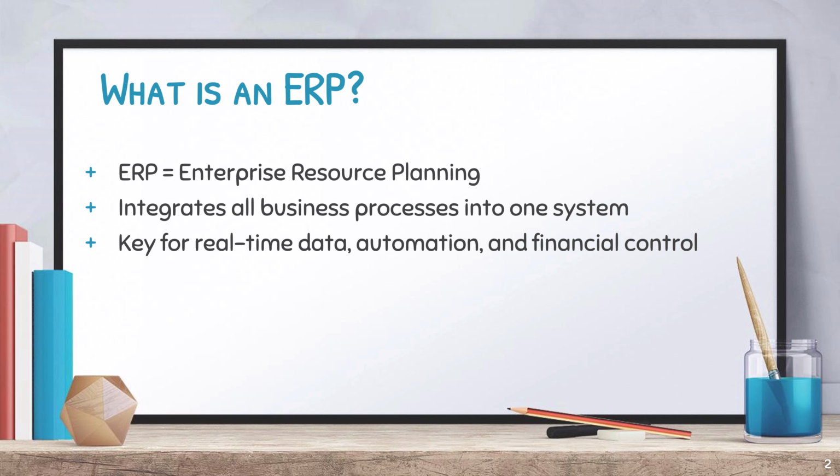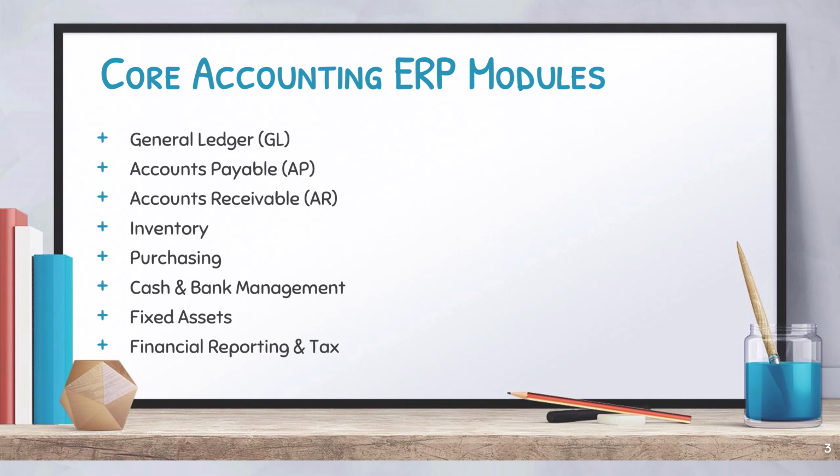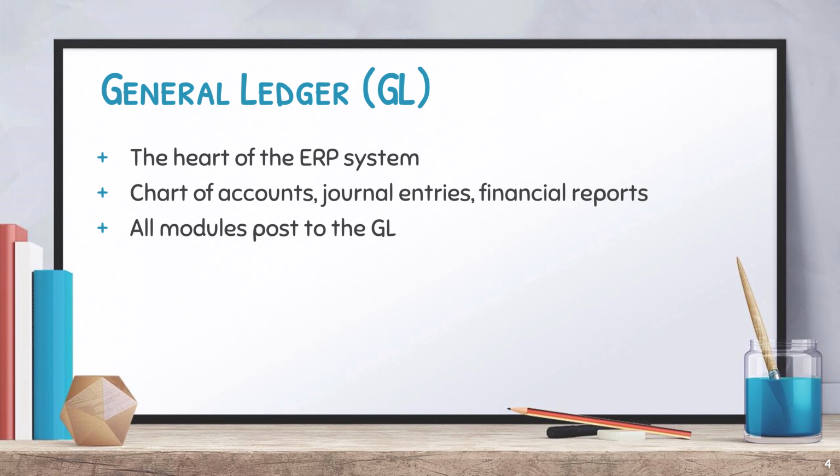Let's take a look at the key core modules you'll typically find in an accounting ERP system. These modules form the foundation of how financial data is recorded, managed, and analyzed across an organization. At the heart of any accounting ERP system is the general ledger. This is where every transaction ultimately ends up, whether it's from sales, expenses, or inventory. It's the central hub where financial statements are generated.